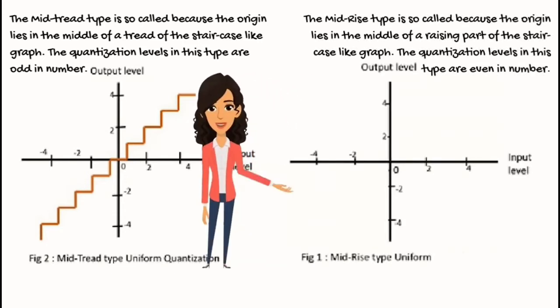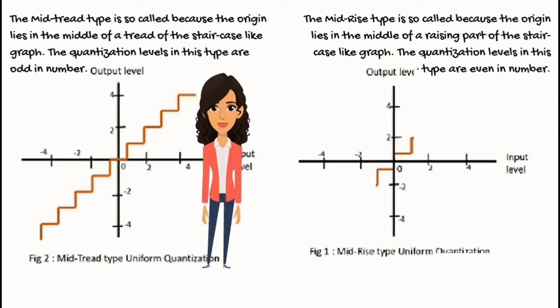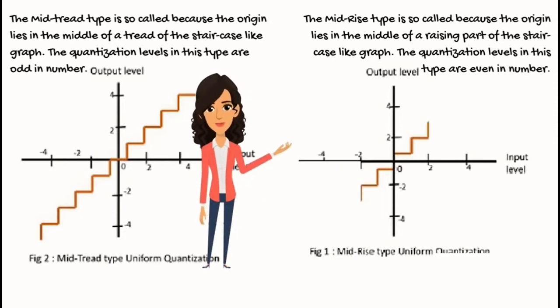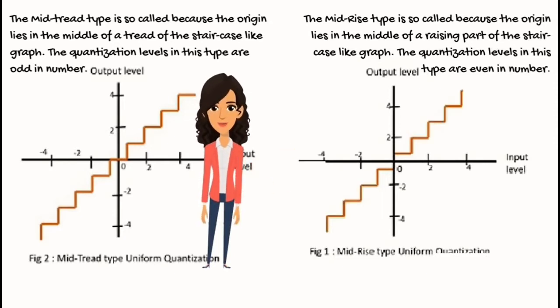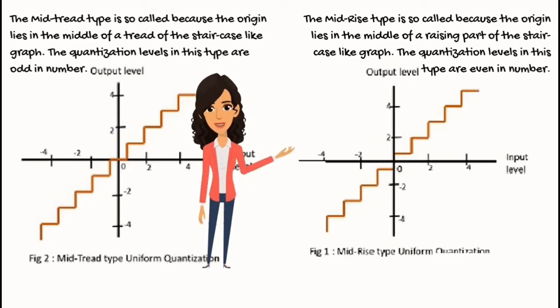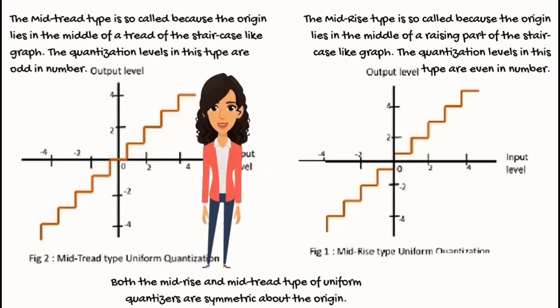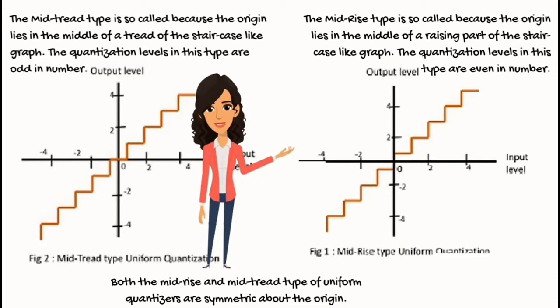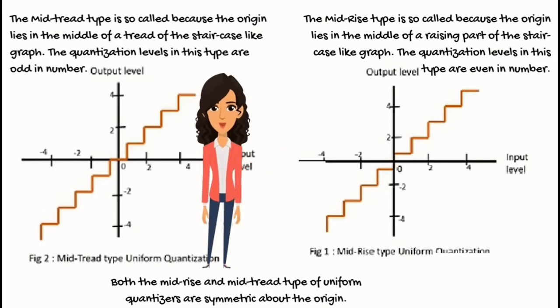On the right is the mid-rise type and is so called because the origin lies in the middle of the rising part of the staircase-like graph. The quantization levels in this type are even in number. Both the mid-rise and mid-tread types of uniform quantizers are symmetric about the origin.